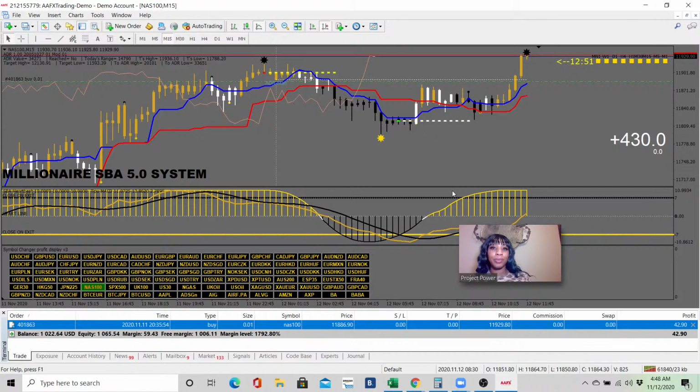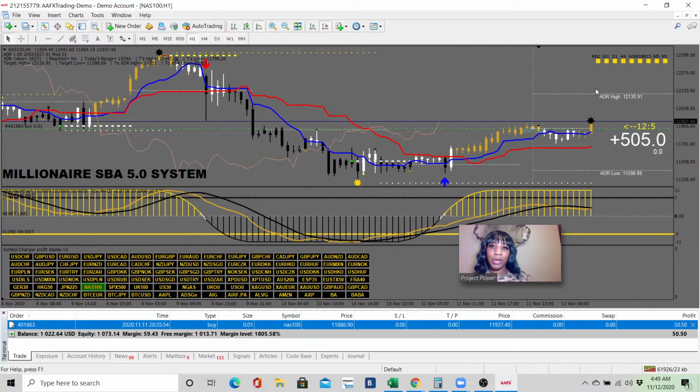This is on the 15. Let's go back to the 1 hour. My goal is to hold it from star bar arrow to the next star bar arrow, which will be pointing to the downside. I've been reading and been taught that the goal in trading is to trade from the higher time frames. So maybe one day I'll be trading NAS on the daily time frame.